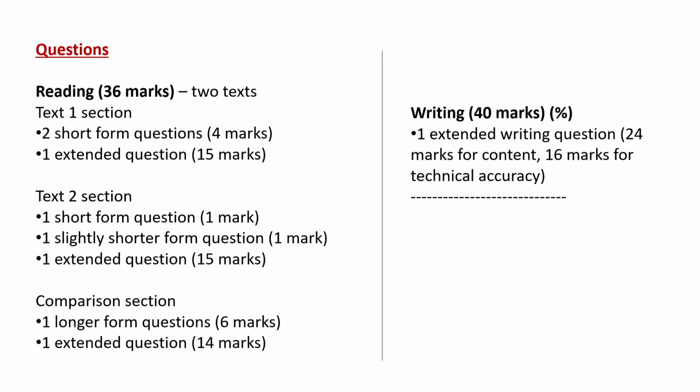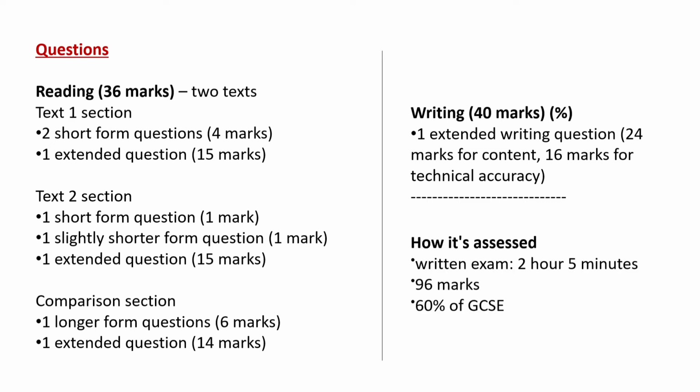With that being said, we can move on to section B. You have an extended writing task to do. The question is worth 40 marks in total. Just as in paper 1, 24 marks are for content and 16 marks are for technical accuracy. To complete paper 2, you will be given 2 hours and 5 minutes. Overall mark for both section A and B is 96 marks, and this paper is worth 60% of your GCSE.